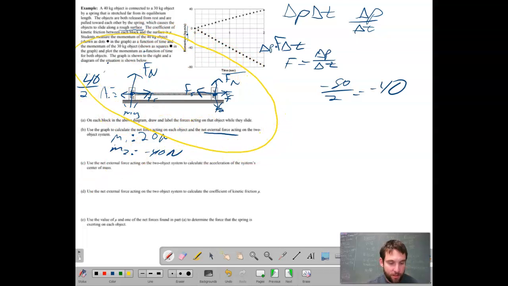So both of these objects are now part of the system. Then we can look at the net force acting. The net force is just going to be adding both of these forces together, which is 20 plus a negative 40, which is the same thing as 20 minus 40. So the net force for the two object system is negative 20 newtons, or 20 newtons to the left.